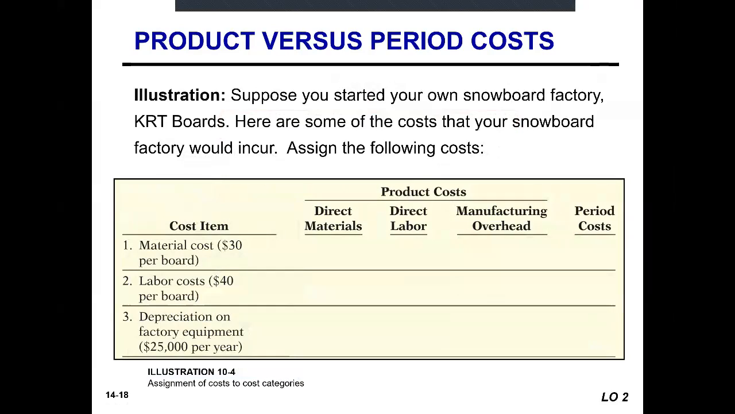So here we have an example of a snowboard factory, some of the costs that your snowboard factory would incur, and then we'd have to assign them. So if we look at the material cost per board, of course it's going to be direct material. I can directly trace that to the board. Labor cost, direct labor, I can trace to making that one board. I will know how long it takes to actually manufacture one board. And then depreciation on the factory equipment, of course, would be overhead because I cannot directly trace it to that board. It's depreciation. It's an allocation, as we learned in financial accounting, okay?